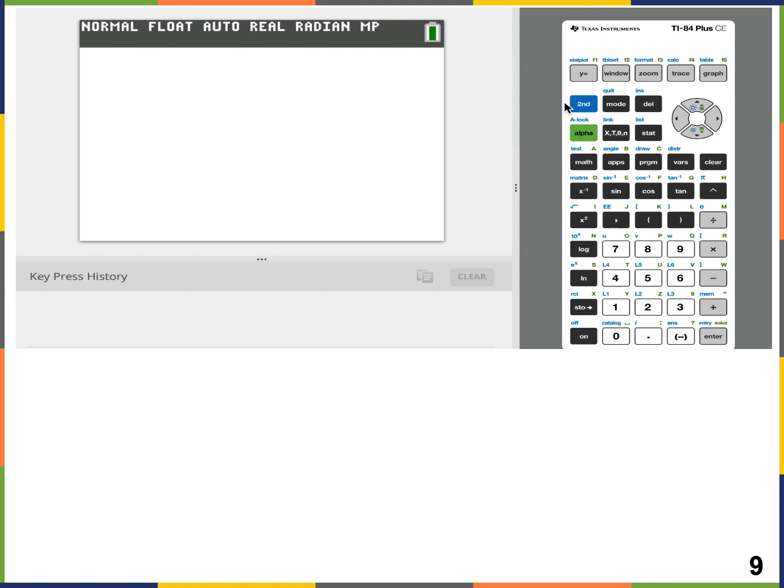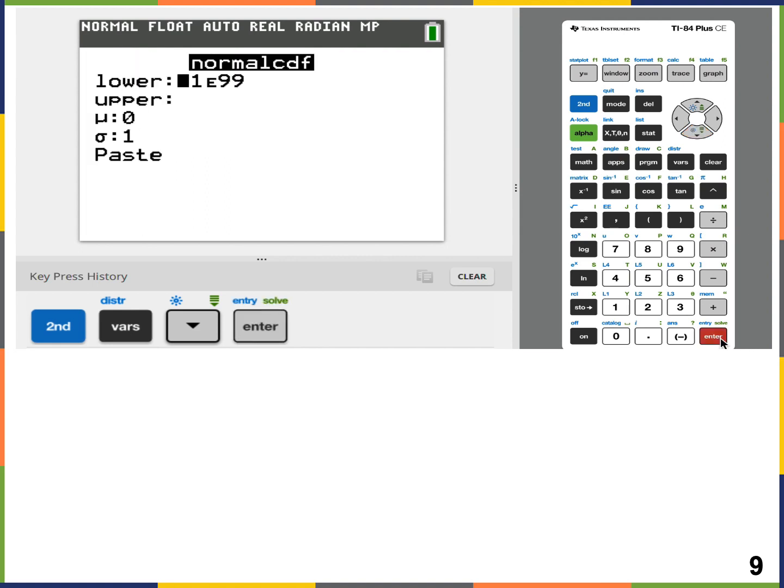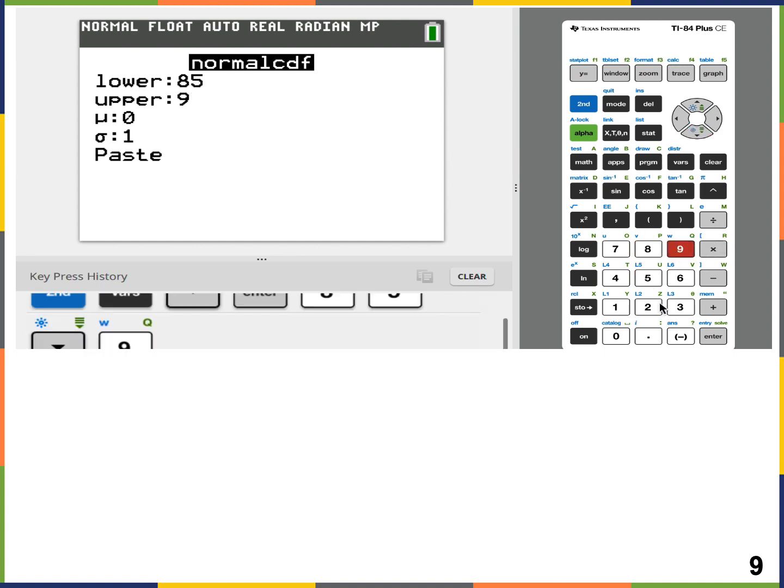So we still do, as before, second distribution. We go to normal CDF. Okay, fine. Then we do lower and upper limit still. So this is between 85 and 92. Now, according to central limit theorem for sample means, the mean is still the same. So in this case, the mean is 90.